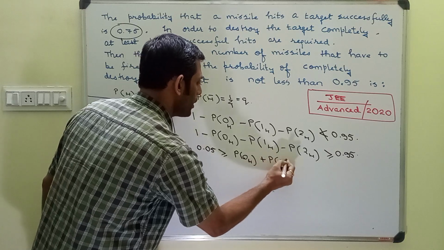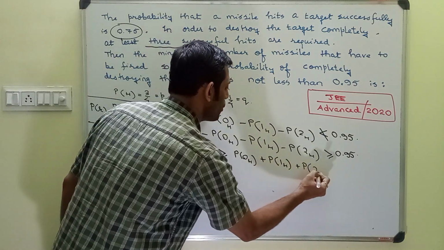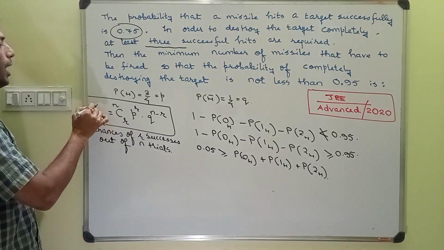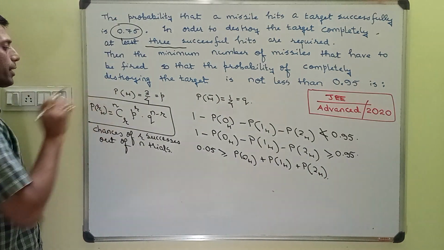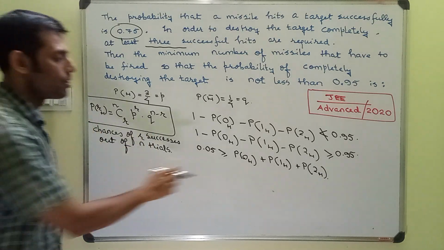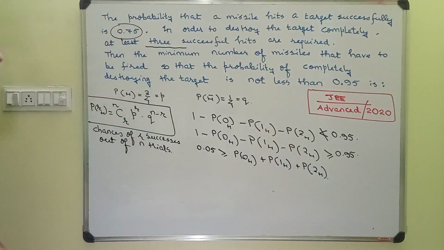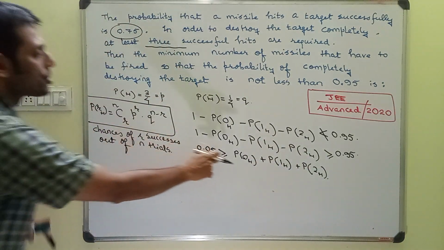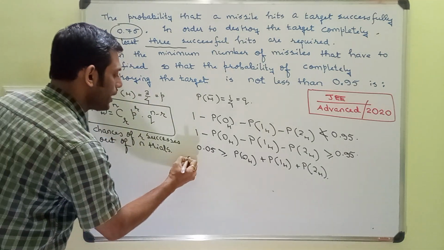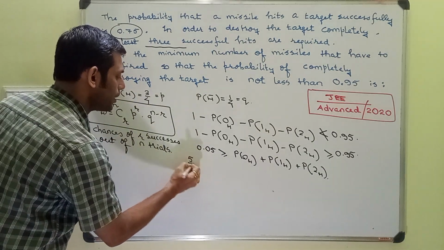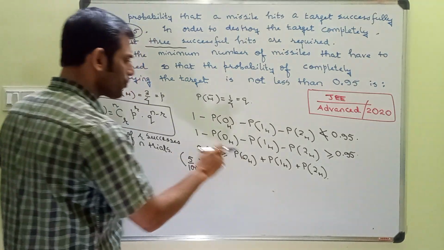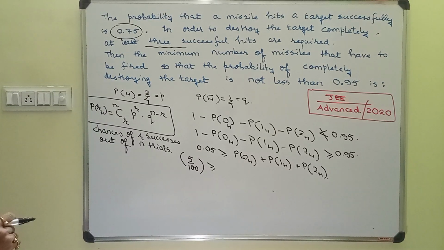Now see this, 1 minus 0.95 is 0.05, greater than or equal to the probability of 0 hits on target, plus the probability of 1 missile on target, plus the probability of 2 missiles on target, and this is the probability of, let's say, R missiles on target. Let's say this is the chance of R successes out of n trials: 0H, 1H, 2H. I hope now you can match these probabilities with this calculation. So we say that this is 5 by 100, 1 by 20 effectively, should be greater than or equal to P of 0H.